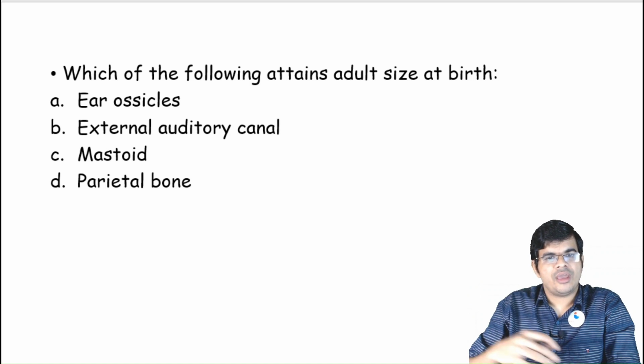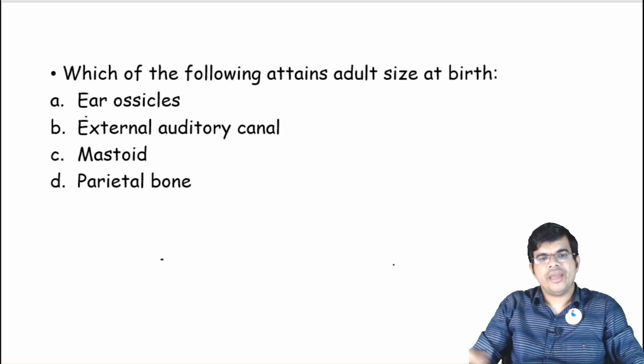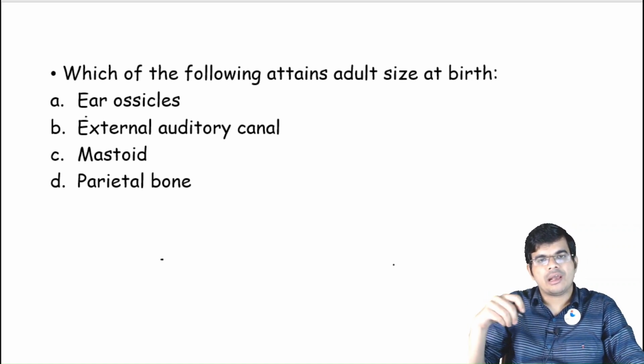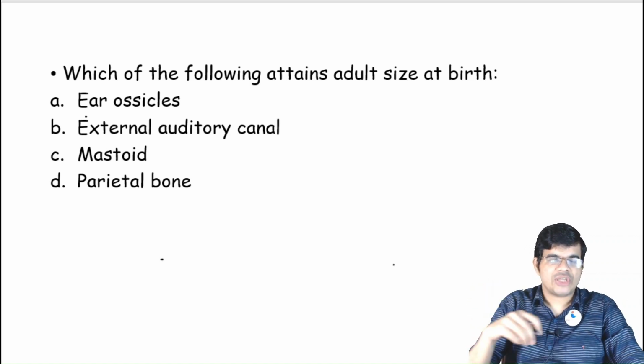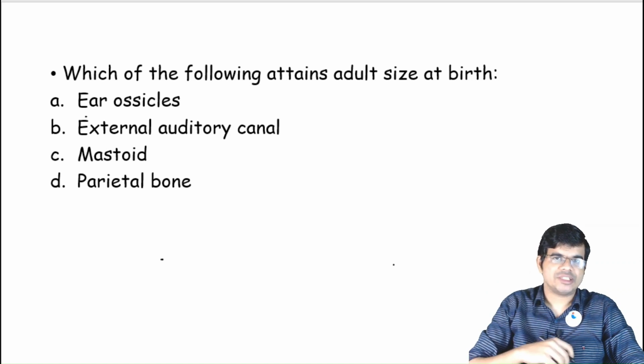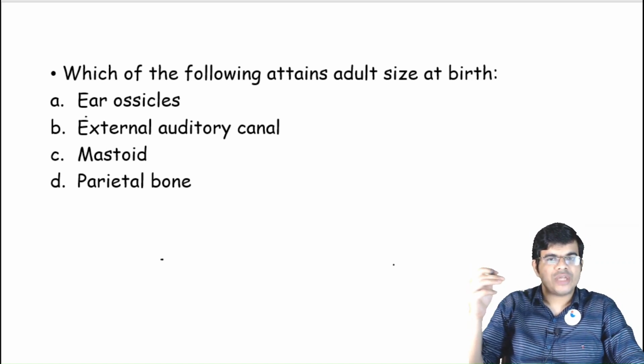Whereas the external acoustic canal has got two parts, a bony part and a cartilaginous part. I told you the cartilaginous part is developing first and it will be developed at the time of birth itself, whereas the bony part is developing later on, right? So that is not the answer.